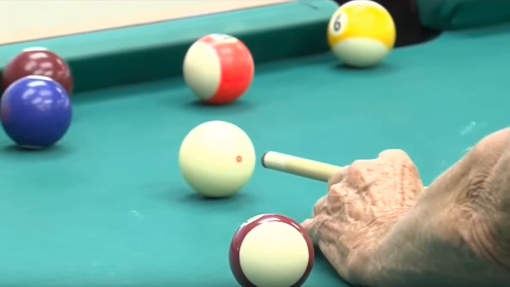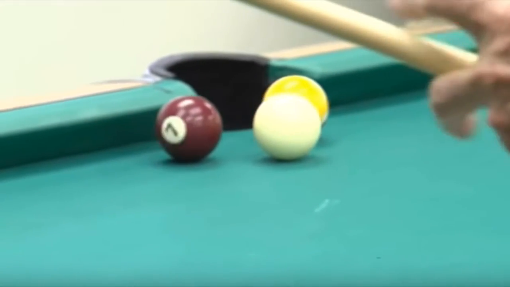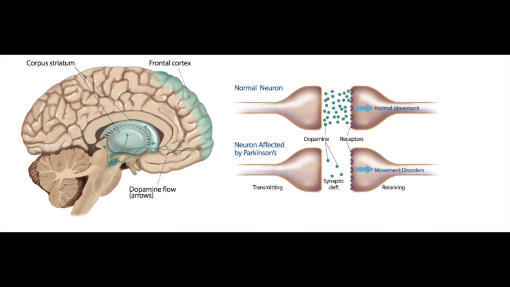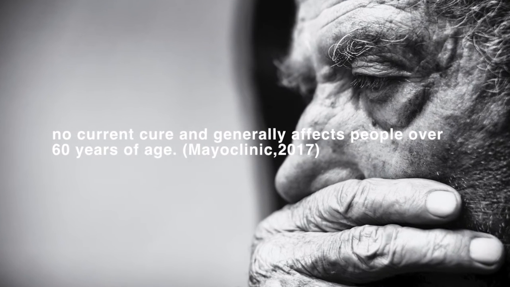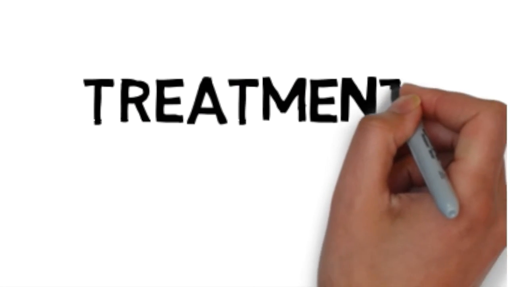A tremor is an uncontrollable movement that affects a part of the body, like the hand, and is one of the main symptoms of Parkinson's disease. A resting tremor and action tremor both cause uncontrollable movement. Due to the lack of dopamine in the substantia nigra, the disease disrupts the homeostatic balance and causes uncontrollable movement. This neurological disorder has no current cure and generally affects people over 60 years of age. No known treatment can effectively reverse or cure the effects of nerve breakdown in Parkinson's disease.